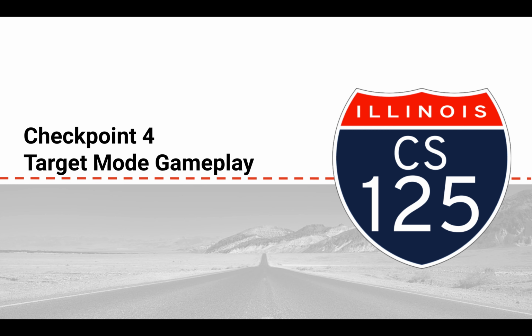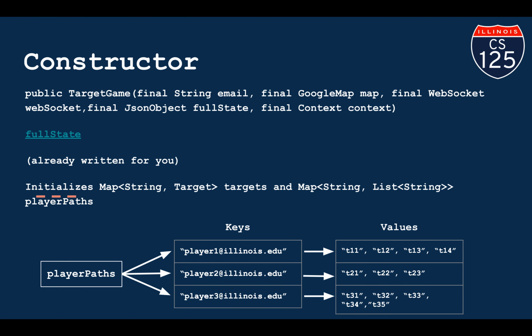Today I wanted to go over target mode gameplay for Checkpoint 4. In Checkpoint 4 we have an abstract class called game, and we have two subclasses called target game and area game. Both of these subclasses define and control the logic and design for a target mode game or an area mode game. Today we're going to go over how to implement the target game class, which controls target mode games.